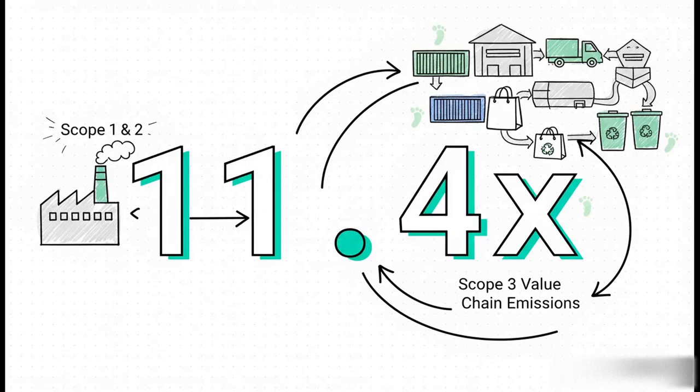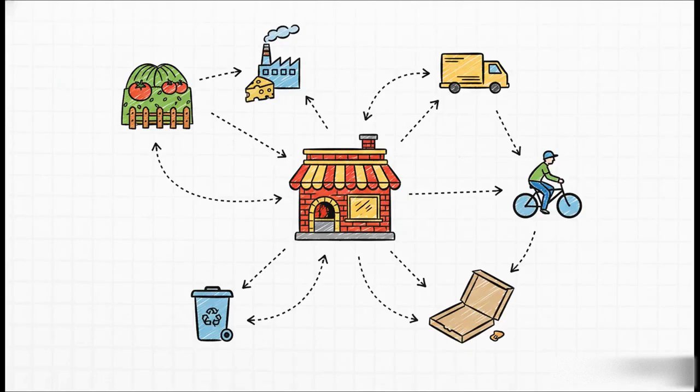And if you need proof of just how big of a deal this is, get this. For the average company, their Scope 3 emissions, all that supply chain stuff, are a shocking 11.4 times higher than their direct Scope 1 and 2 emissions combined. Yeah, over 11 times. It's staggering. And believe me, this list just scratches the surface. The official GHG protocol actually breaks Scope 3 into 15 different categories.